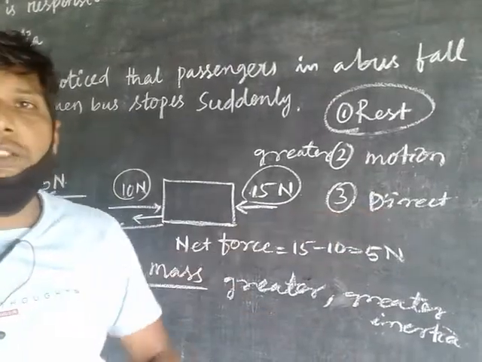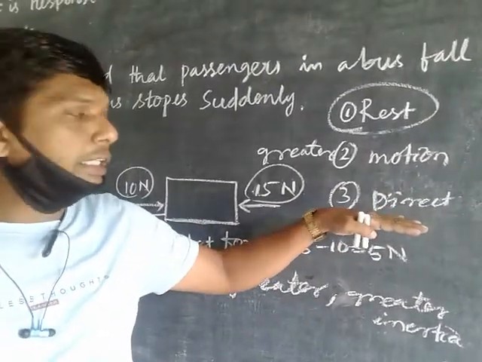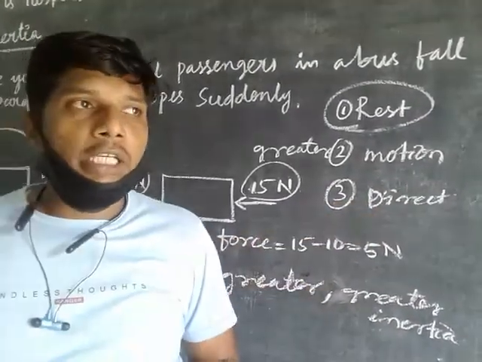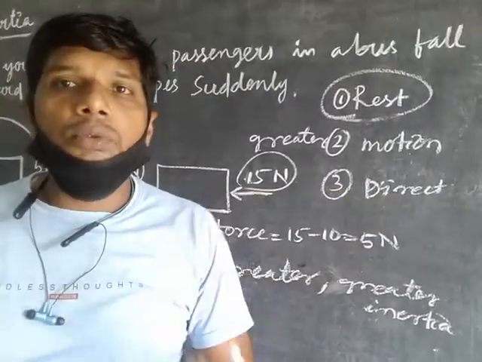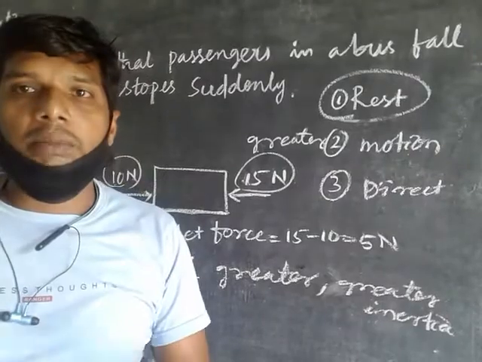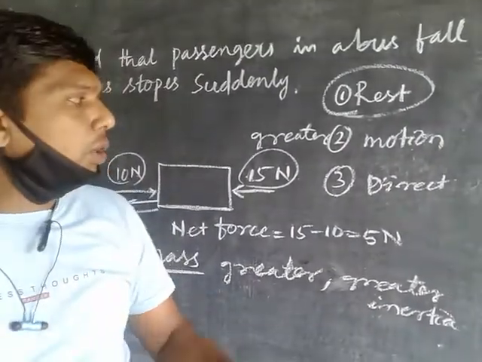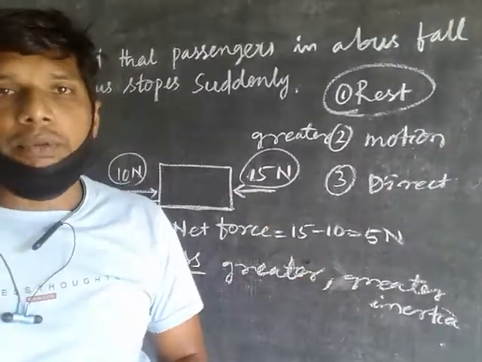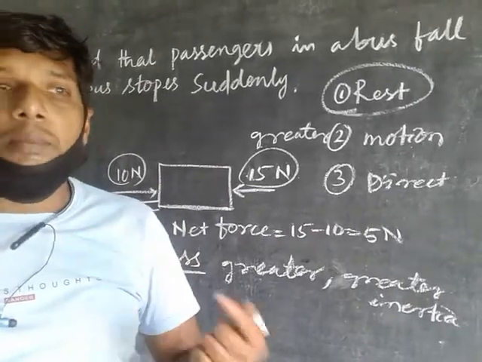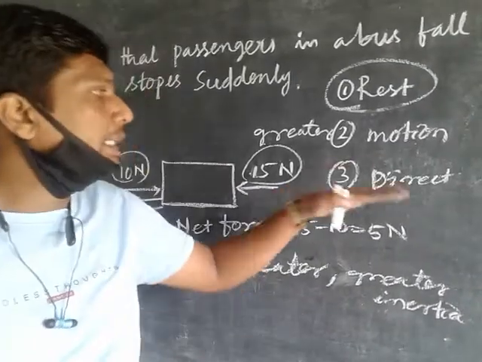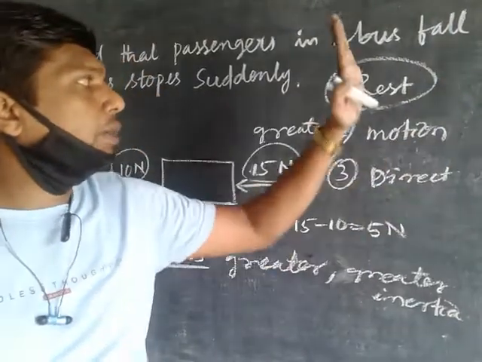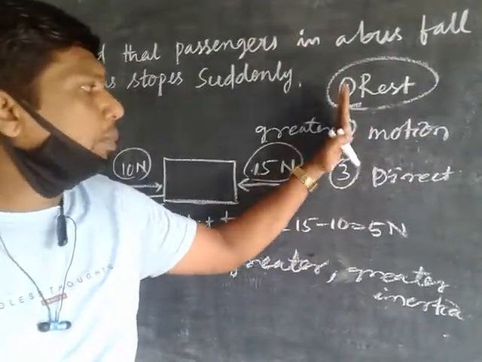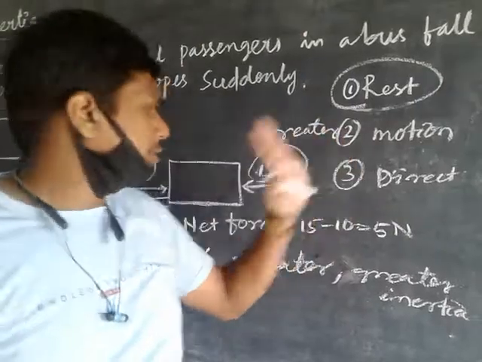Then inertia of direction: suppose the body is moving, in this case the body is unable to change its direction on its own. That means by itself it is not able to change its direction. That is known as inertia of direction. There are three types of inertia: inertia of rest, inertia of motion, and inertia of direction.